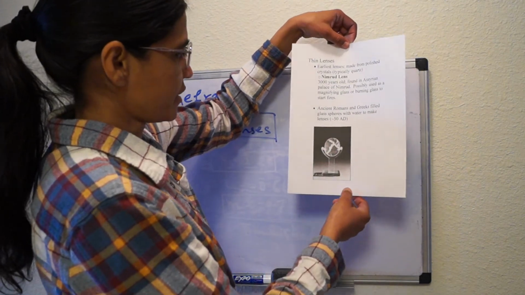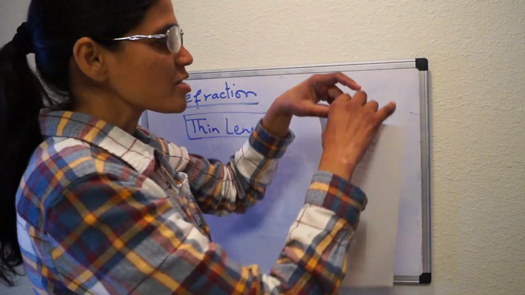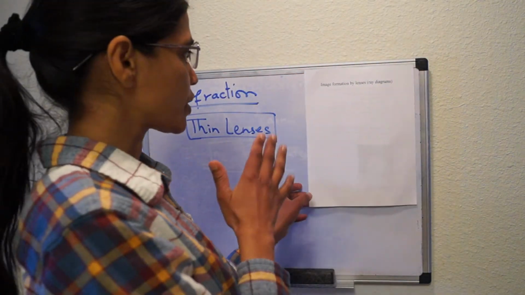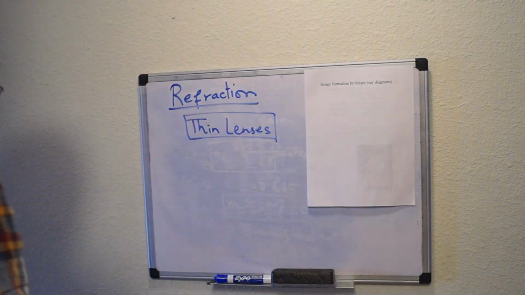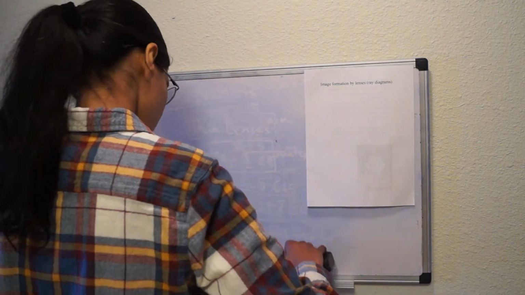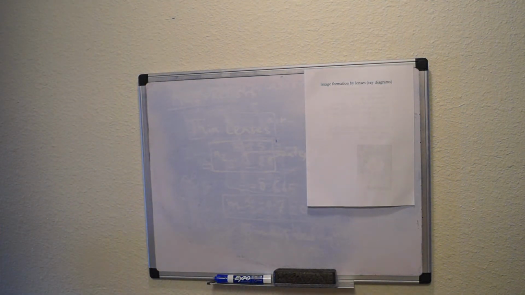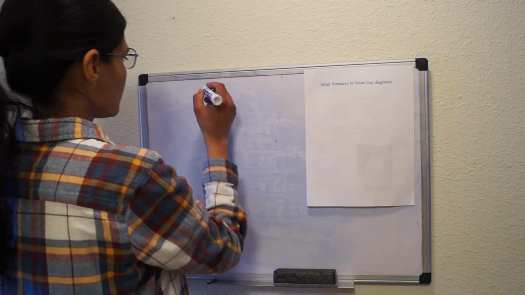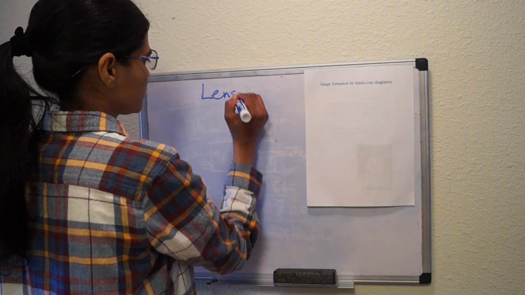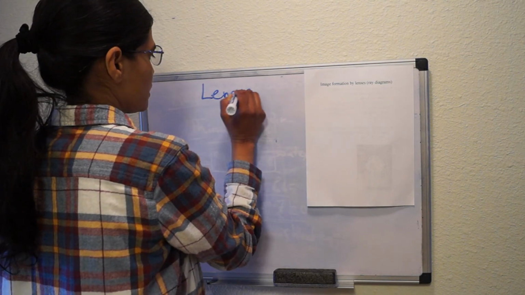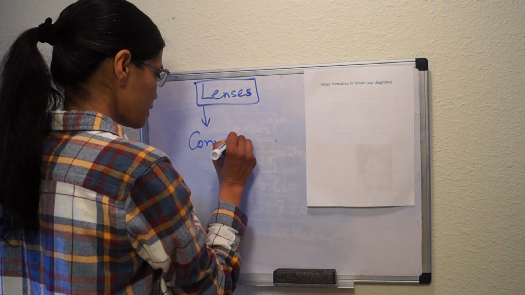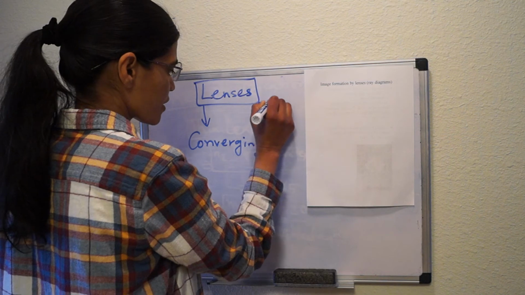So you see one diagram here. Now, since I mentioned lenses, there are also images formed by lenses. So now we'll go back to the ray diagrams, images formed by lenses. Basically we'll look at two types of lenses. One is called converging and another is called diverging.